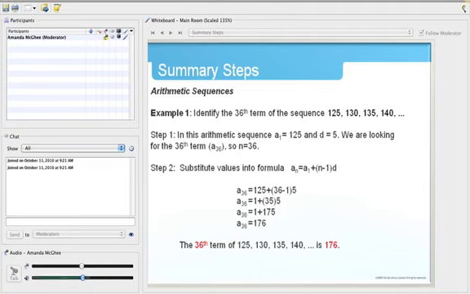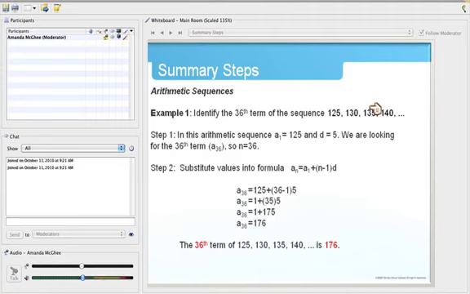Okay, let's put this together and plug our numbers into the formula. A sub n, so the 36th term is what we're looking for. A1, the first term, is 125. N, again, is 36, right? The 36th term, this is 36, minus 1. And D, our common difference, we are adding 5 each time. Or again, you could say any term minus the one in front of it will give you D.